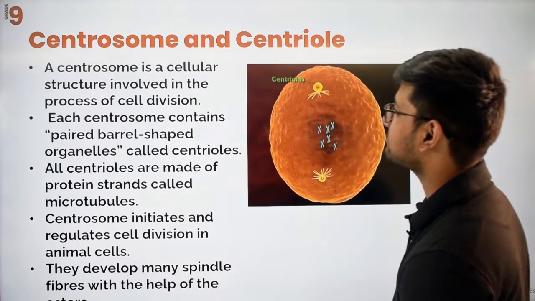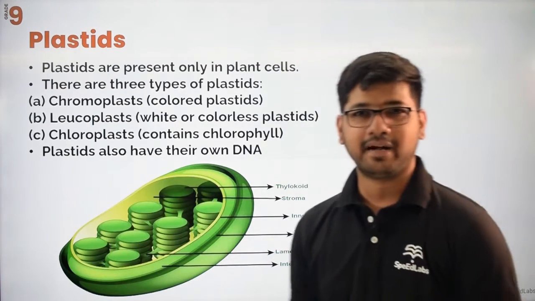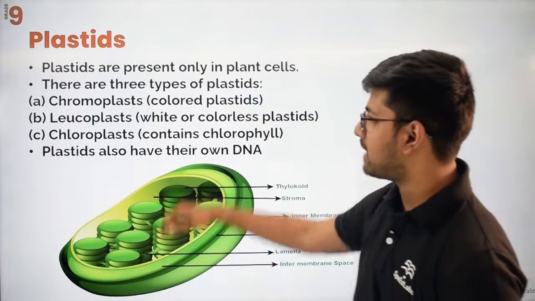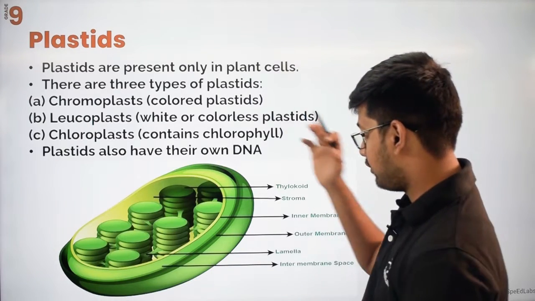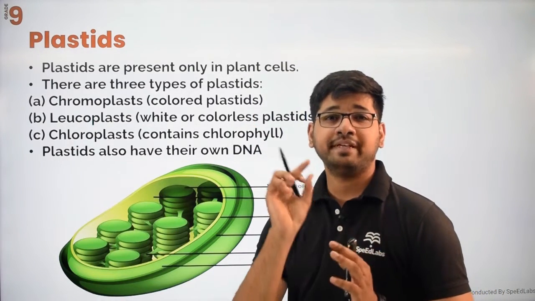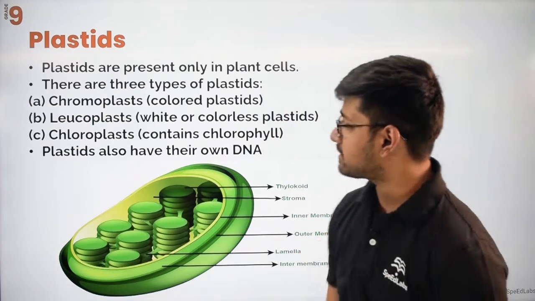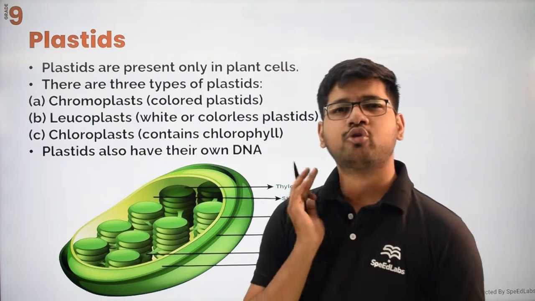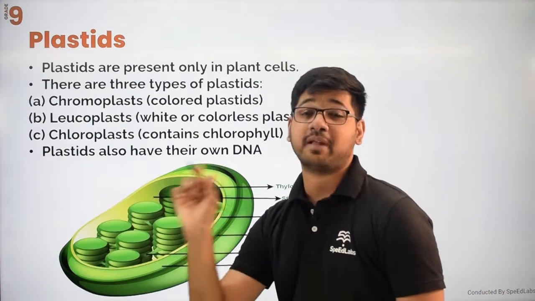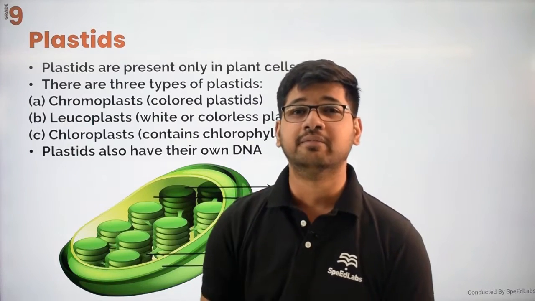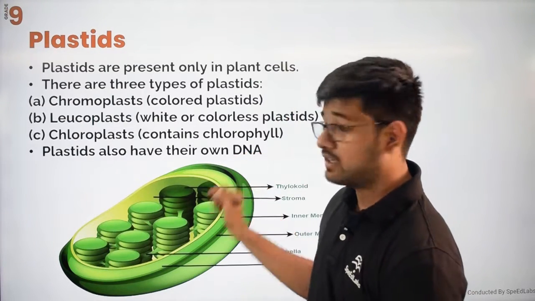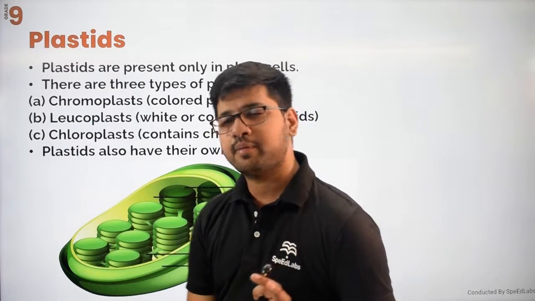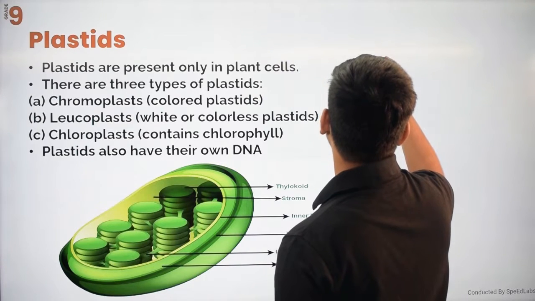Okay. Now we talk about plastids. Plastids are present only in plant cells. There are three types of plastids: chromoplast, leucoplast and chloroplast. Chromo means color, so these are colored plastids. Leuco means white, so these are white or colorless plastids. And in chloroplast, chloro means chlorophyll, so these plastids contain chlorophyll. Okay, and plastids, like mitochondria, have their own DNA. One thing that you need to remember: plastids are the kitchen of a plant cell.